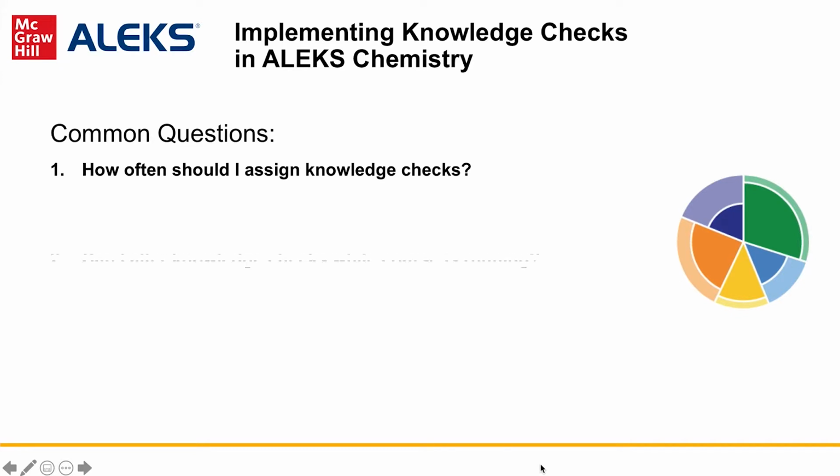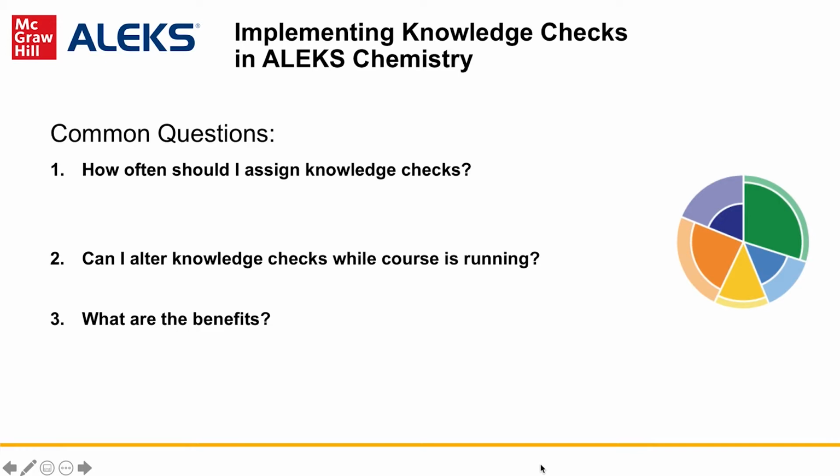Some of the questions commonly asked about the knowledge checks are, how often should I have the knowledge checks? Can I alter them while the course is running? And what are the benefits of these knowledge checks? For good course practices, it would be best to have knowledge checks every 2 weeks. Usually, this is about every 20 to 30 topics.